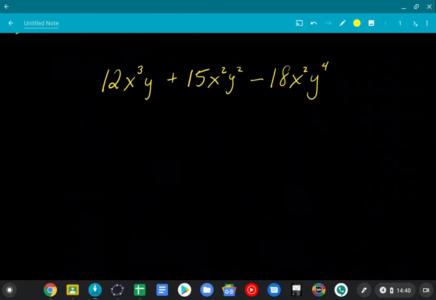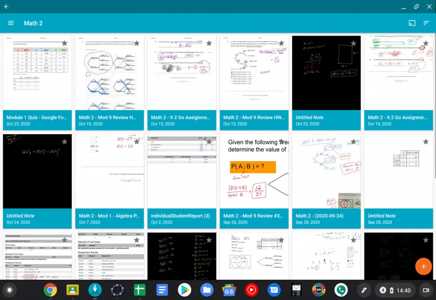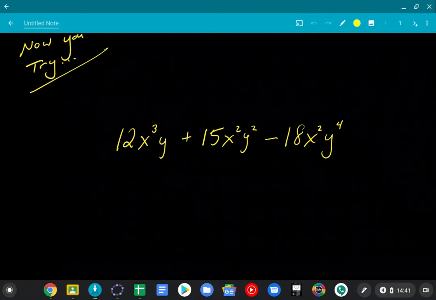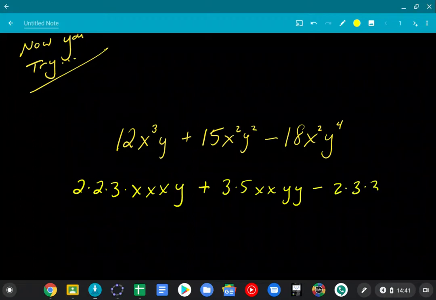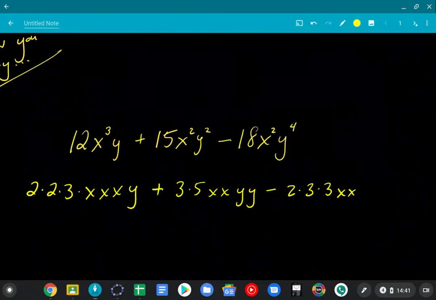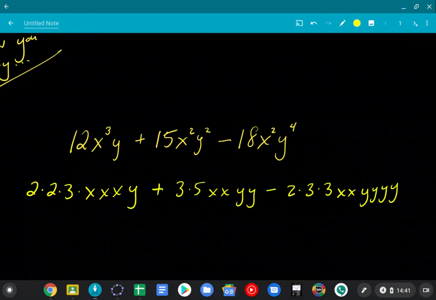Okay, we're back. So we want to try and undistribute or factor. Again, I'm going to think of this 12 as 2 times 2 times 3. That's 4 times 3 is 12. That's just 2 times 3 times 3 x's and a y. The 15 is going to be 3 times 5, 2 x's and 2 y's. The 18 is going to be 2 times 3 times 3, right? Because that's 2 times 9, basically. 2 x's and 4 y's.